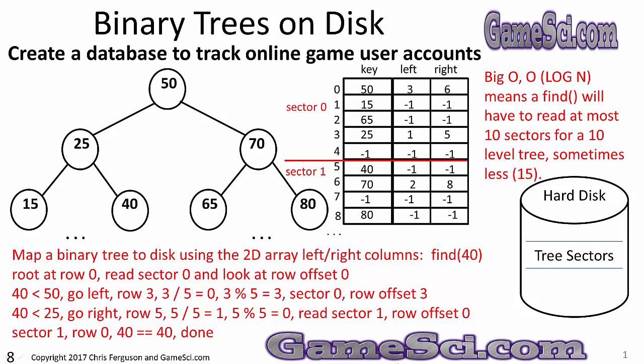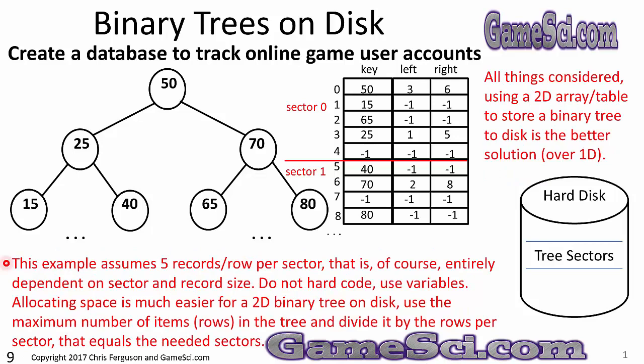It's a simple mapping. We map a binary tree to a 2D table. We then map the 2D table to a hard disk drive and sector numbers. When we have the row of our binary tree, we then calculate the sector number and the record offset within that sector to search the binary tree. This example was done assuming 5 records or rows per sector. That, of course, is entirely dependent on sector and record size. Do not hard code. Use variables.